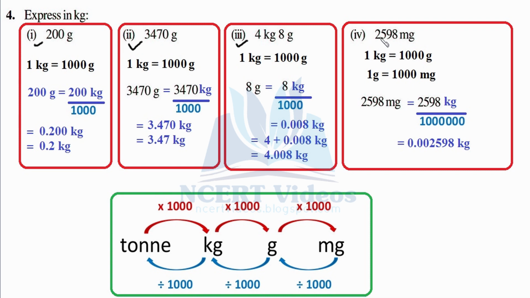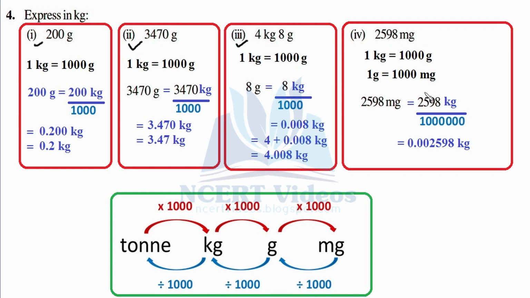Here 2598 mg, milligram. So you can see it is milligram, not grams, and we have to go to kg. So first we have to go to grams, then we have to go to kg. That means we have to divide first by 1000 and then again by 1000. So 1 kg is 1000 grams, 1 gram is 1000 milligrams. So we are doing it in one step only.